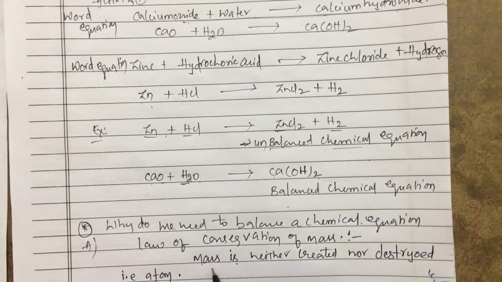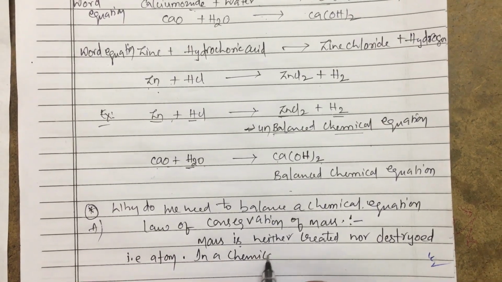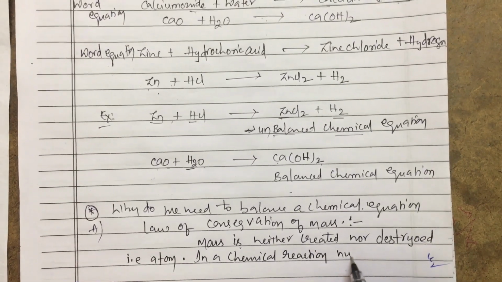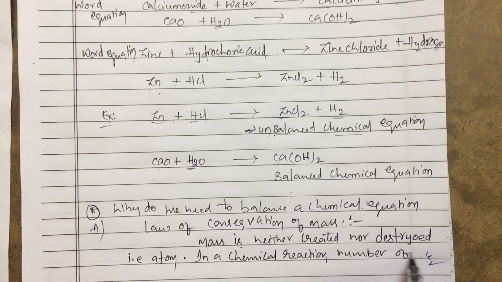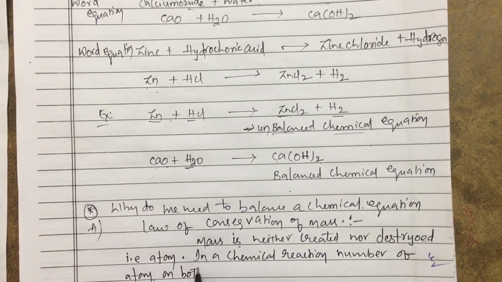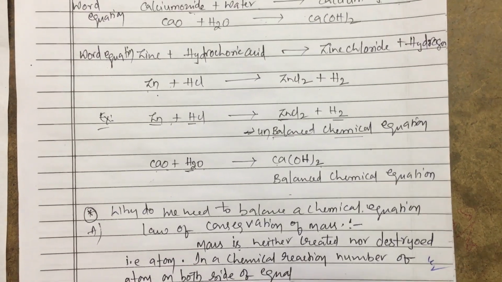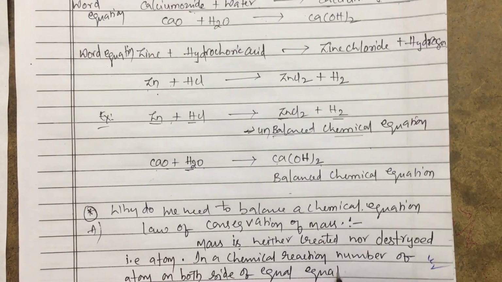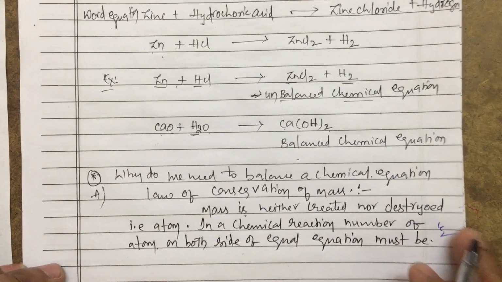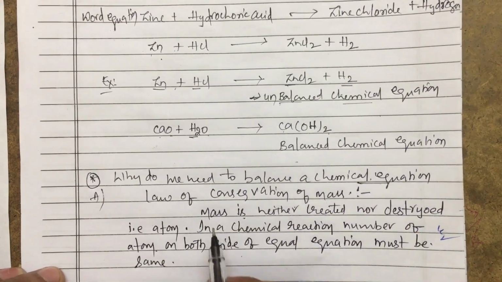We also know that the ultimate particle which undergoes a reaction is the atom. So in a chemical reaction, the number of atoms on both sides of the equation must be the same. Hence we balance a chemical equation.